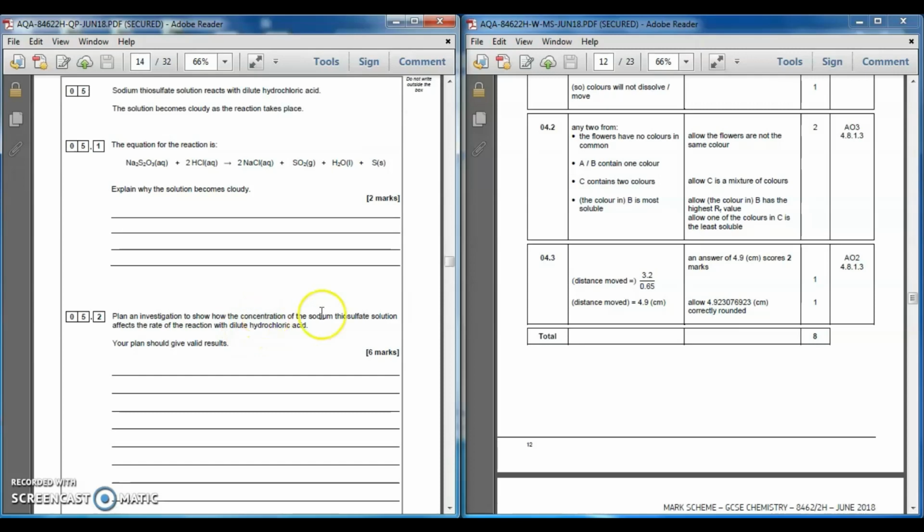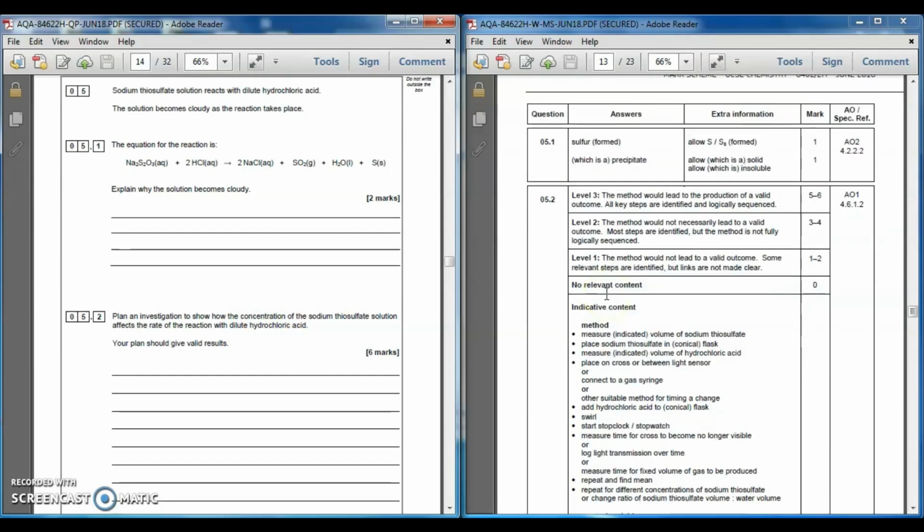Right, question 5. Quite a lot of the time when you see an equation like this, and it's got the state symbols included, there's usually a marking for something like that. So, first of all, sodium thiosulfate there, that's one of the chemicals in the required practical. So what they're talking about here is something that you need to know.